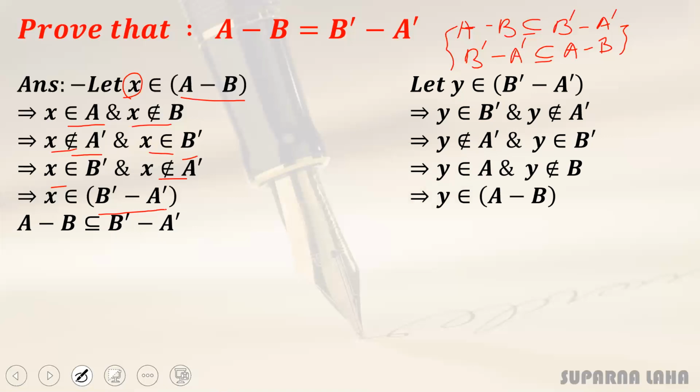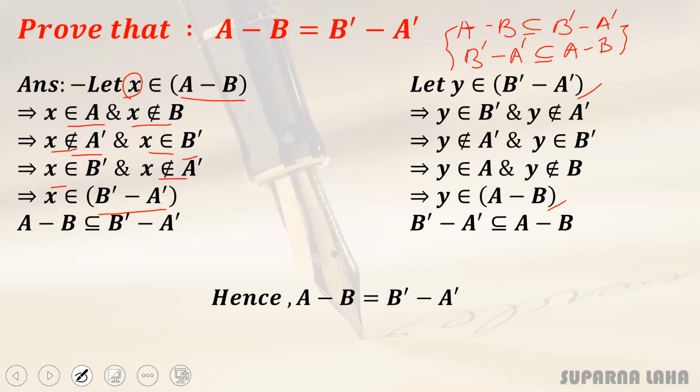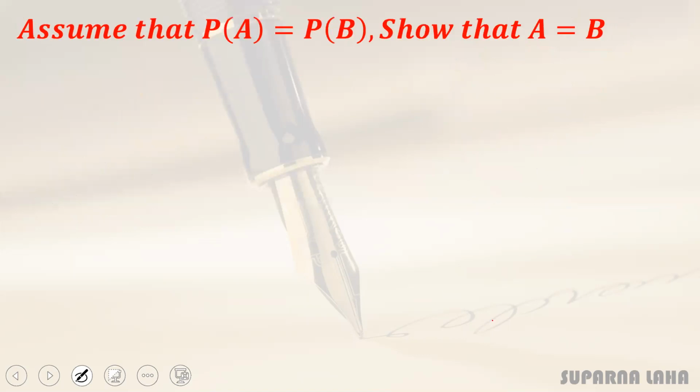Now look at that. We have taken this element Y in this set and we prove that Y also belongs to A minus B. So that means B complement minus A complement is a subset of A minus B. Since P is a subset of Q and Q is a subset of P, we can say that A minus B is B complement minus A complement. So quite the same type of proofs are there. You just need to use these operations and properties for proving these problems. So moving to the next.